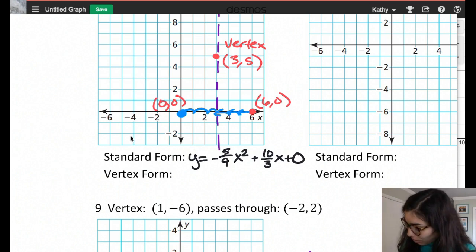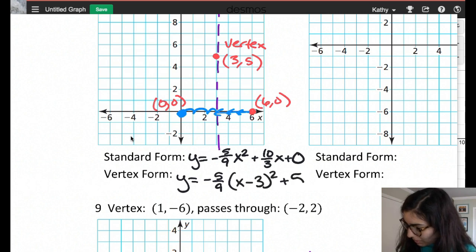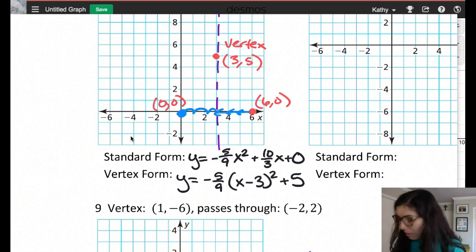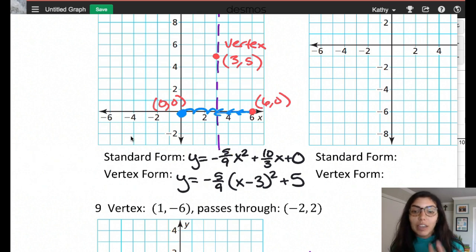And the vertex form, since I know the a value is going to be the same a value, -5/9, (x minus h)² plus k. Remember again that I'm getting h and k from the vertex that it gave me. Opposite of h, so there's -3, and then k. The a's are the same, which is why we use Desmos to find out the scalar value.